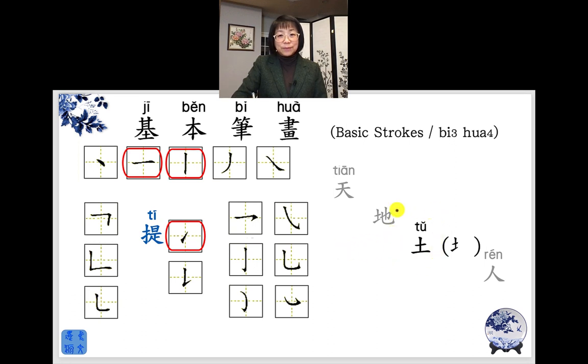Tu. We start with heng, followed by a shu, and then ended with the second heng. So tu goes like heng, shu, second heng. That's tu as a separate character. If tu is the radical, we do heng, shu, and then ti. That's tu as the radical.